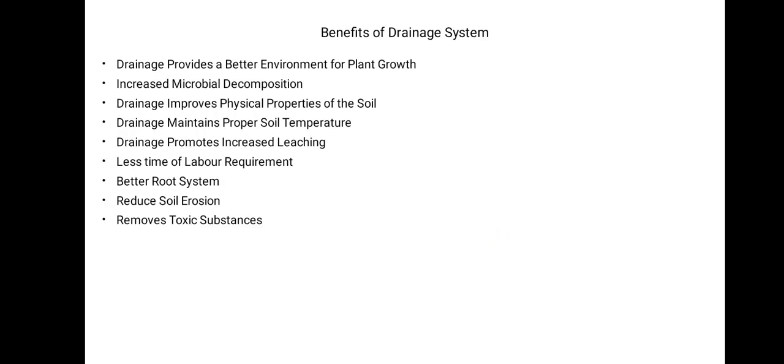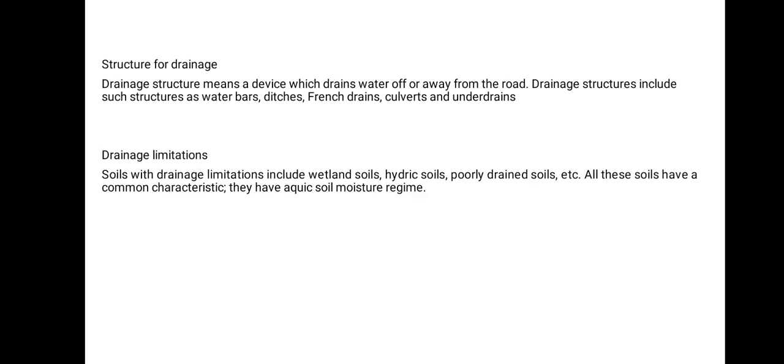Then the benefits of agriculture drainage system. Drainage provides a better environment for plant growth and increased microbial decomposition. Drainage improves the physical properties of the soil. Drainage maintains the proper soil temperature. Drainage promotes increased leaching, less time for labor requirement, better root system, reduces soil erosion, and removes toxic substances.